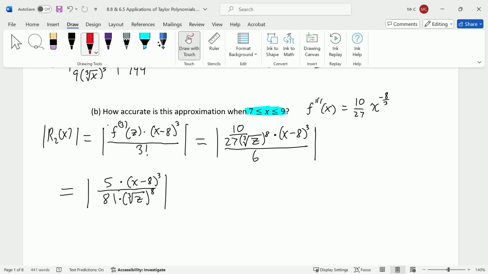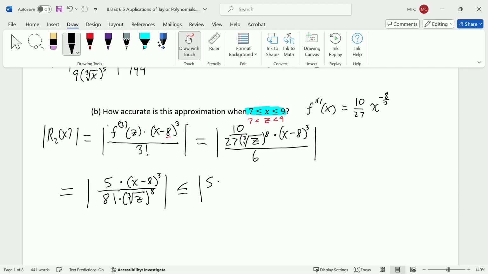Now what we do know is that if x is between 7 and 9, z also has to be between 7 and 9, because z is always between the center of the series and x, and the center of the series is 8. So that allows us to figure out some bounds. And the way students should do this, in my opinion, is one little piece at a time.